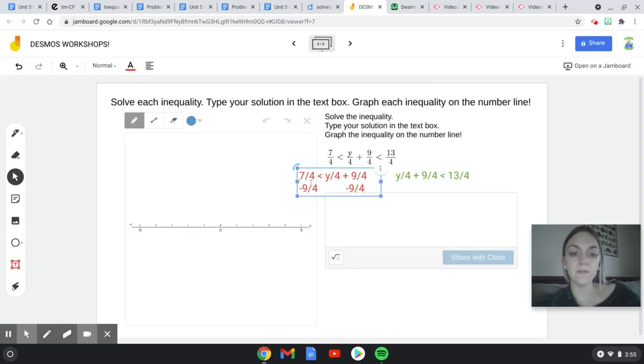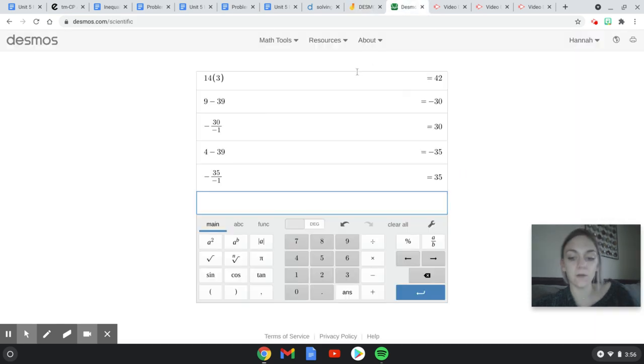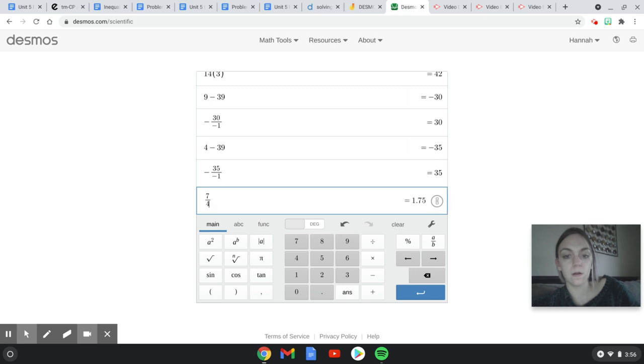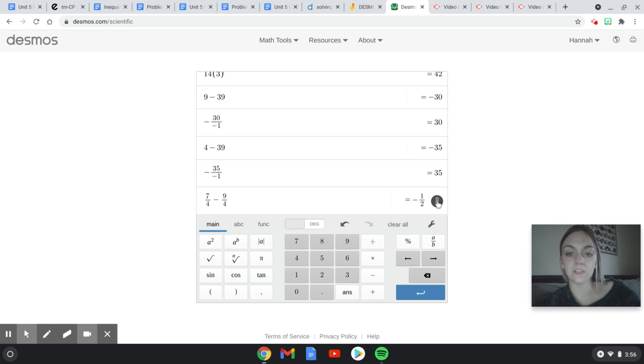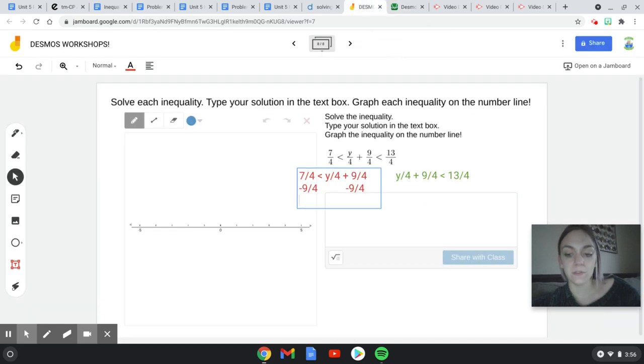I've got 7 over 4 minus 9 over 4. Click on this button here to convert it to a fraction, and I get negative 1/2. So I'm left with negative 1/2 is less than y divided by 4. Okay, now I know that this is y divided by 4, and I need to get rid of this 4.